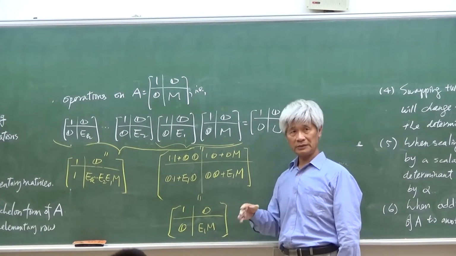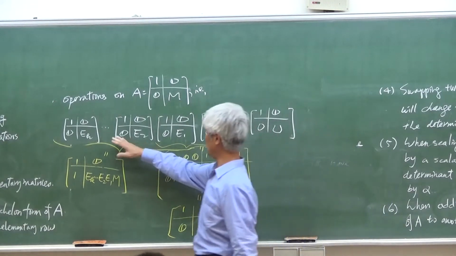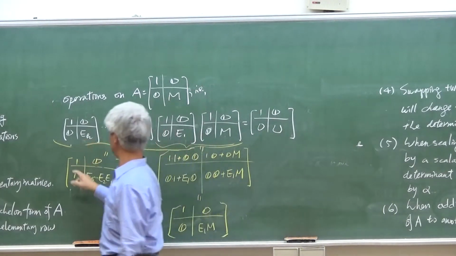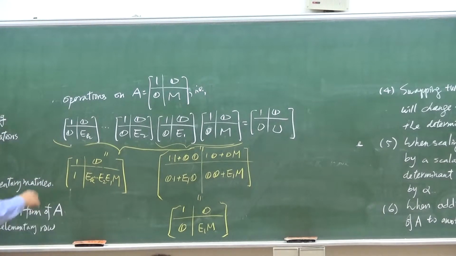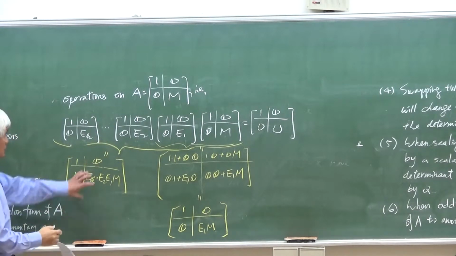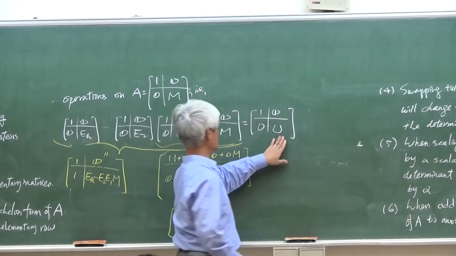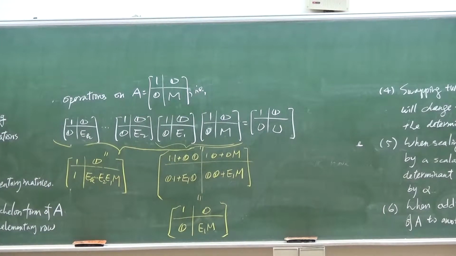Okay. So you can do that iteratively, right? And after you multiply to the last one, the matrix you get is this. So the whole thing is this one. And let me show you, U is obtained by applying this sequence of elementary matrices.